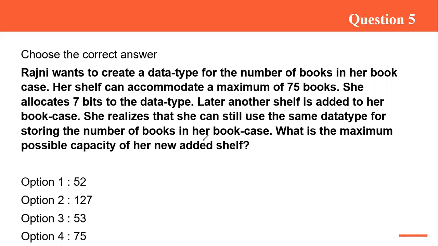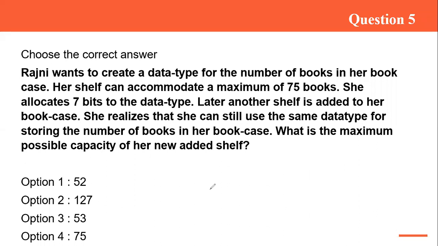Any doubt, or do you want me to repeat the same thing? Very simple, I'll explain the theory. Listen carefully. First, the maximum number of books she can store, we don't know. But first she has one shelf. That capacity, she knows, is 75. So she will store the first 75.